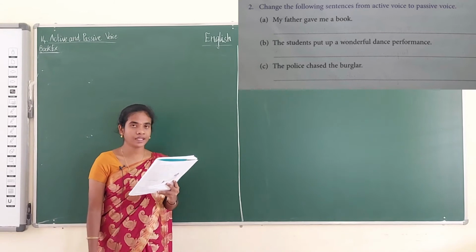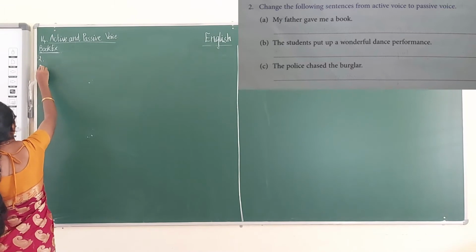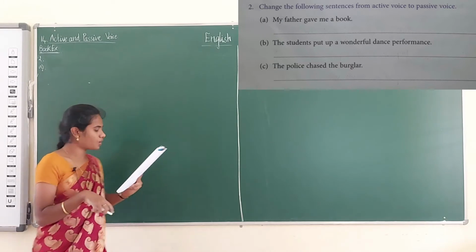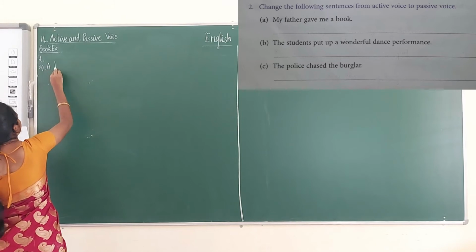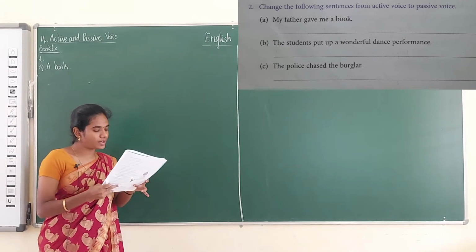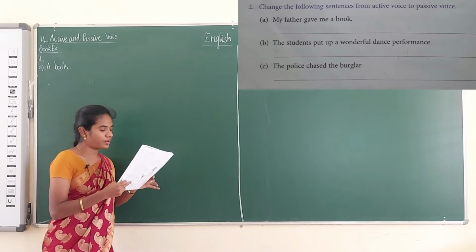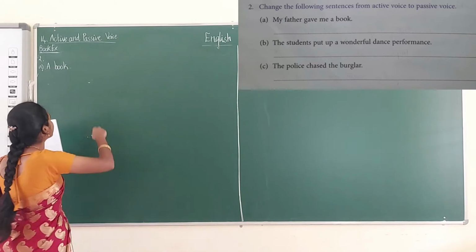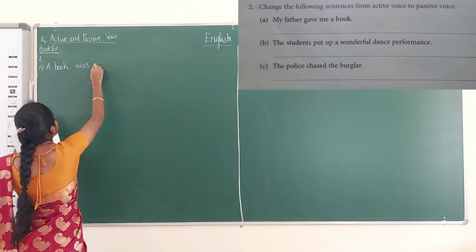Okay, A, my father gave me a book. How can we write it? Second exercise, A1. First the subject becomes object, and the object becomes subject. My father gave me a book. A book. Then you have to write the be verb. Here what tense is it? Gave. Gave is the past tense. So you have to write the past tense be verb only. What's the past tense be verb? Was or were. Was is singular, were is plural. We are writing was because it's a book only. Okay, was. Then we have to write the V3 form. The book was given.